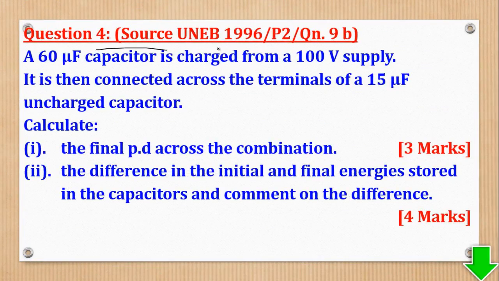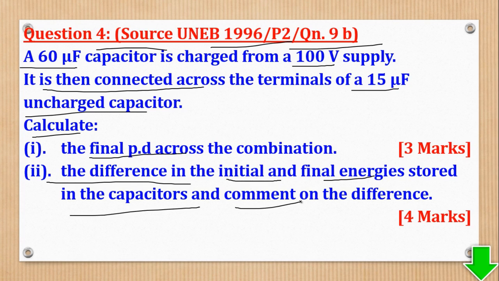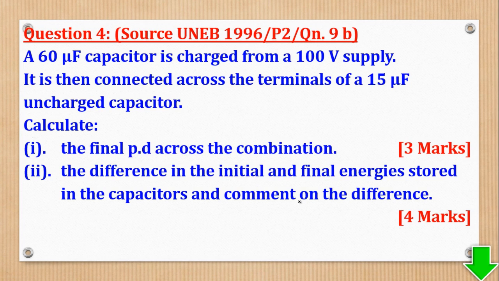Then question 4 came from UNEB 1996 paper 2, question 9b, and says a 60 microfarad capacitor is charged from a 100 volt supply. It is then connected across the terminals of a 15 microfarad uncharged capacitor. Calculate Roman 1, the final PD across the combination, and Roman 2, the difference in the initial and final energies stored in the capacitors, and comment on the difference. So the format of the questions will always be the same in this part.